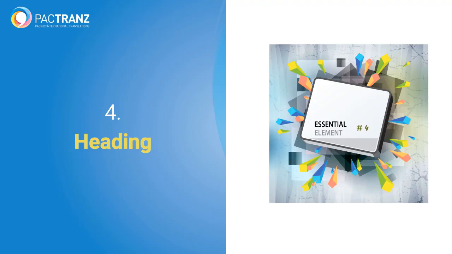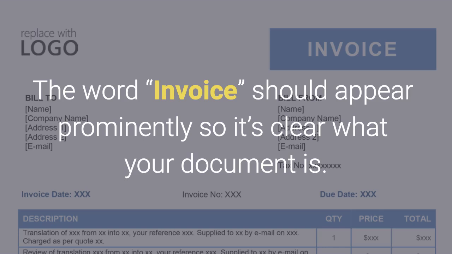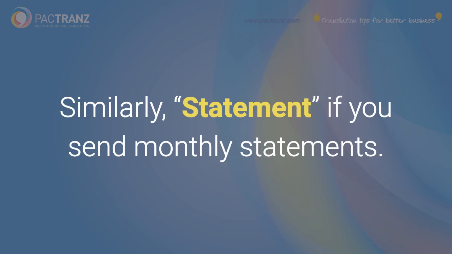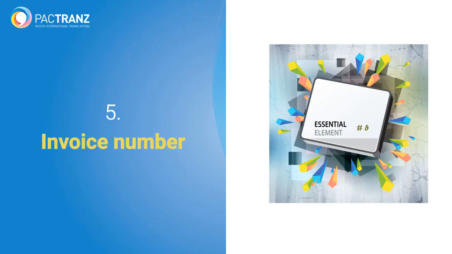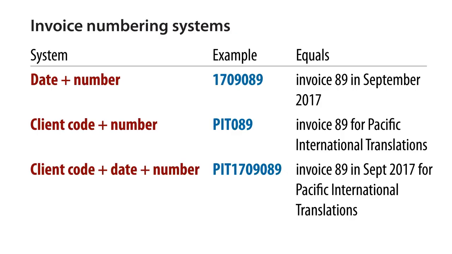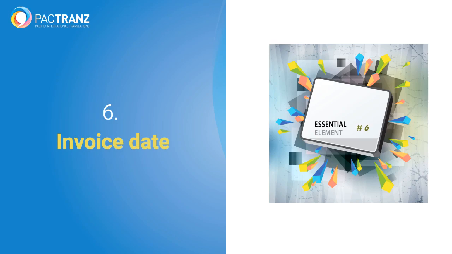Number 4, heading. The word invoice should appear prominently so it's clear what your document is. Similarly, the word statement if you send monthly statements. And another option for your heading is invoice for translation services. Number 5 is your invoice number. Develop an invoice numbering system for your translation work that works for you, and here are some common ways of doing that.